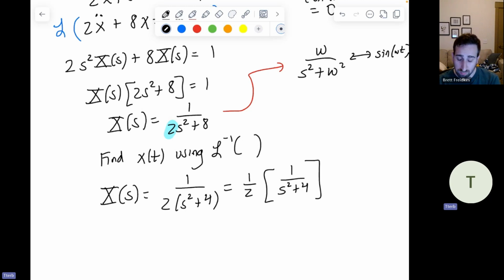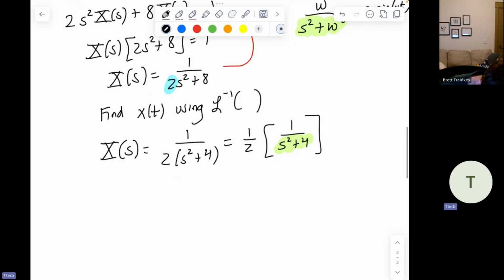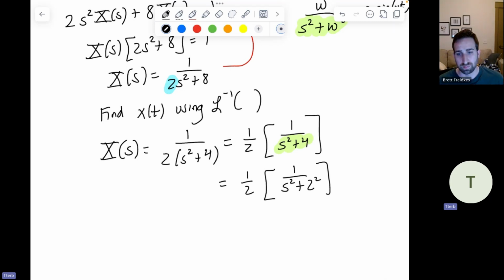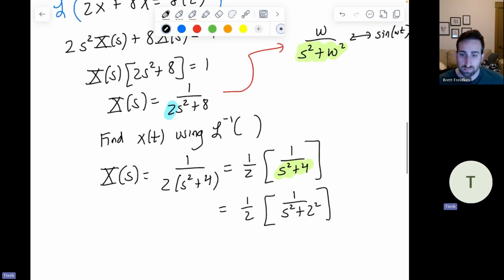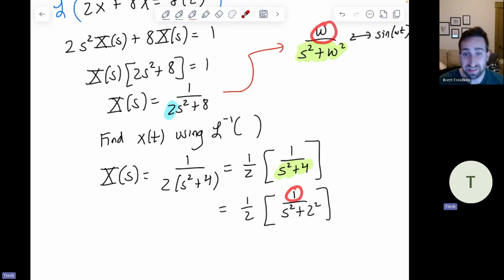We are closer now. So looking at this, if this is going to match this, what does that mean omega is? That means that omega has to be 2, because this would be 1/2 1 over s squared plus 2 squared. Which is beginning to look a lot like the form that we have up here. What is the final thing that's missing? We need an omega up here in order to take the inverse Laplace and get sine. So since omega in this example is 2, I need a 2 at the top.